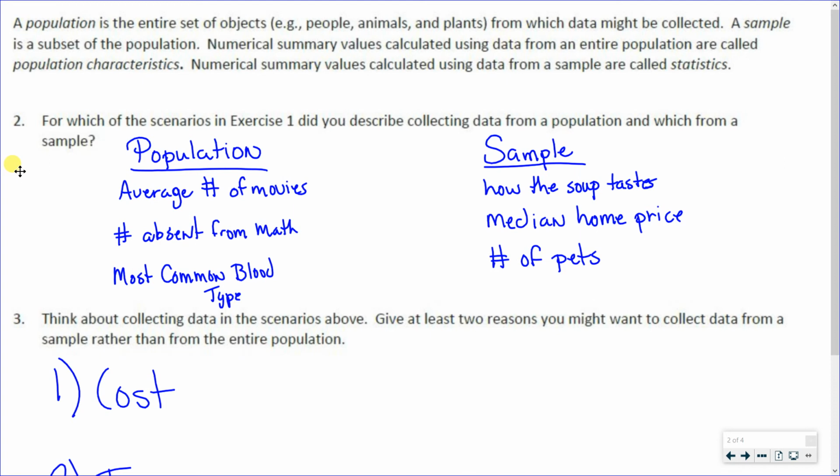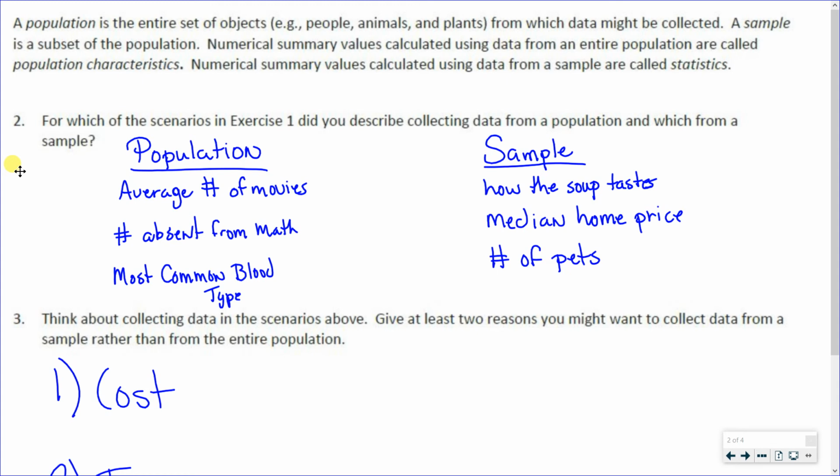For which of the scenarios in exercise 1 did you describe collecting data from a population and which from a sample? Now remember, a population is a representation of the whole. Okay, so the ones that I thought about when I was looking through: the average number of movies the class watches. I'm only asking about the class. So since I'm talking about the class, and I'm asking everybody in the class, I'm asking for a population.